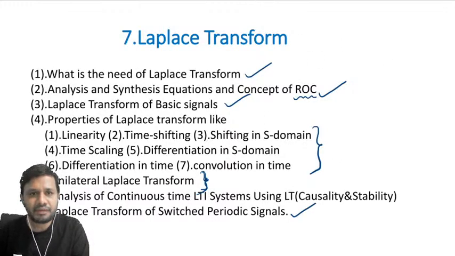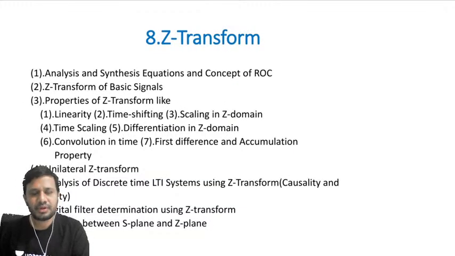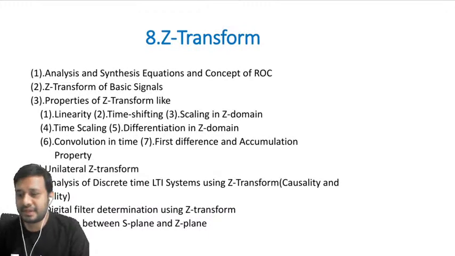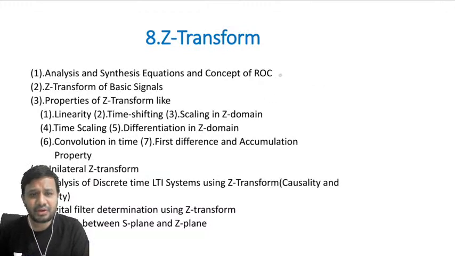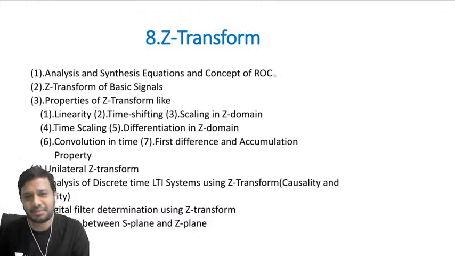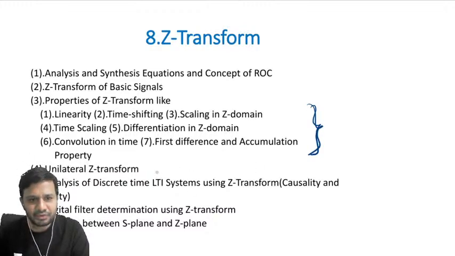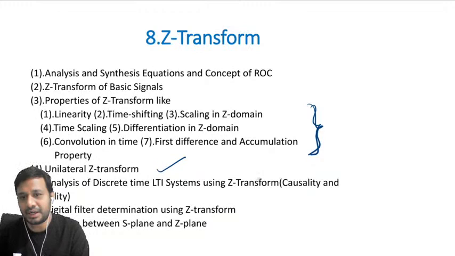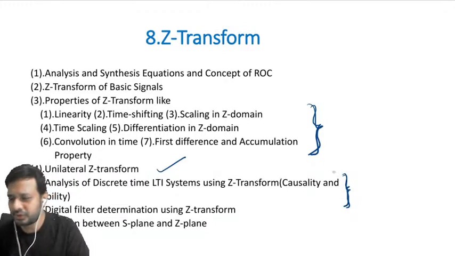Okay, and after this I'm going to introduce the Z transform. In this Z transform, analysis and synthesis equations, meaning how we are going to find the Z transform and inverse Z transform. And we'll see here the relationship between Z transform and discrete time Fourier transform. Z transform of basic signals we'll discuss, and properties common for every transform. Unilateral Z transform we'll discuss, analysis of discrete time LTI systems using Z transform, causality and stability. These are very important topics. Many problems we are going to solve.